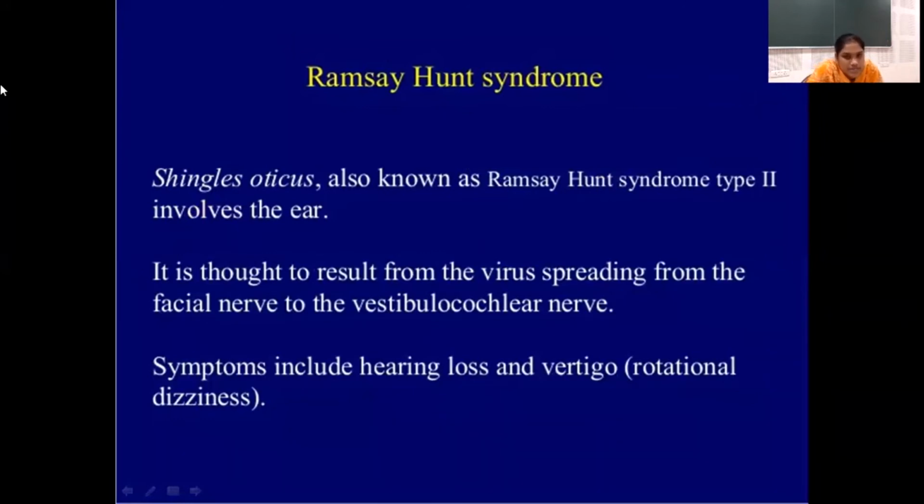This is another complication of herpes zoster, Ramsay-Hunt syndrome. It usually involves the ear. It is thought to result from the virus spreading from the facial nerve to the vestibulocochlear nerve. Symptoms include hearing loss and vertigo.